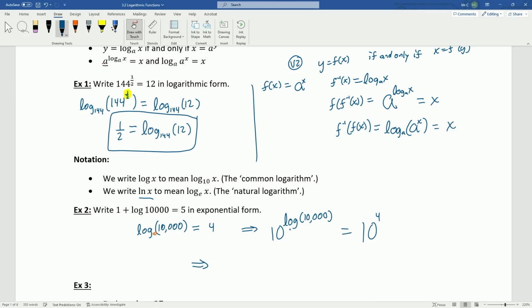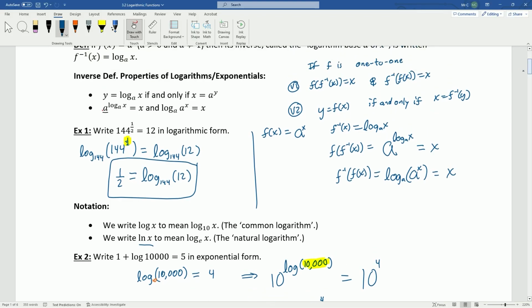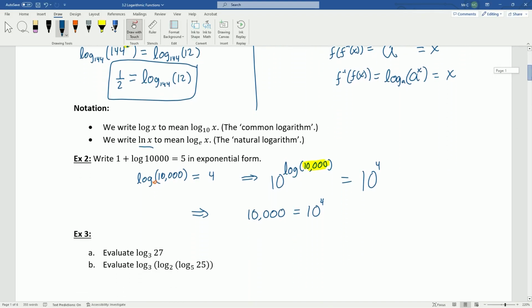And then the definition says a to the log base a of x is x. 10 to the log base 10 of 10,000 is 10,000. So 10,000 equals 10 to the 4th. Again, everything we're going to do in this section, I want to really reinforce that. It's going to boil down to one of these two inverse function definitions: f of f inverse of x is x, or y equals f of x if and only if x equals f inverse of y. Composing inverses gives the input, and inverses switch inputs and outputs. Those are the two things that I really want to emphasize.